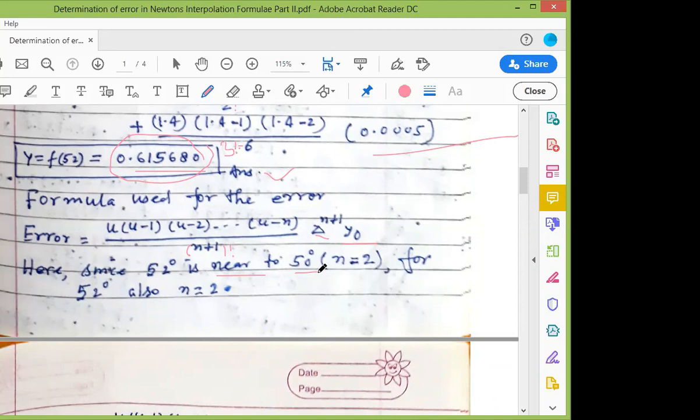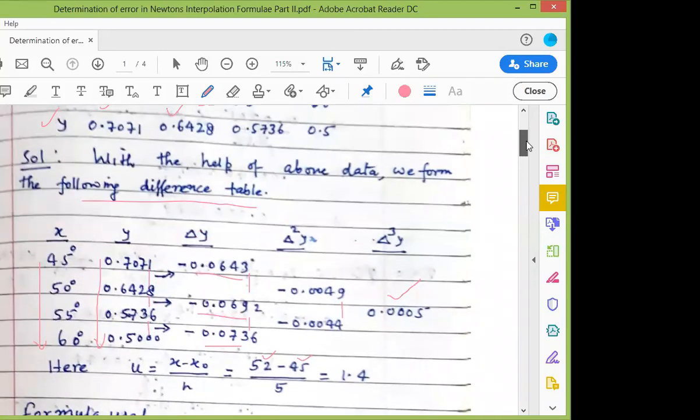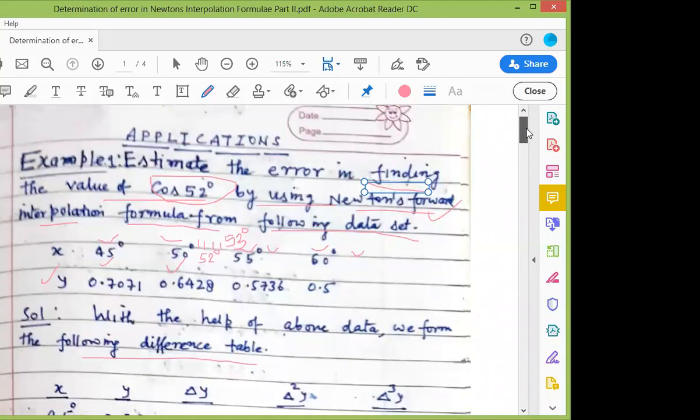I mean 60, but it is near to 51. So near to how many data? This is important. N is equal to 2. Here look at this, this is very interesting. Otherwise you may commit the error.